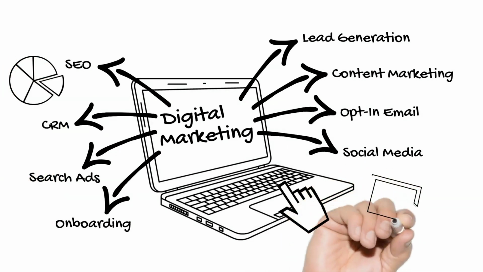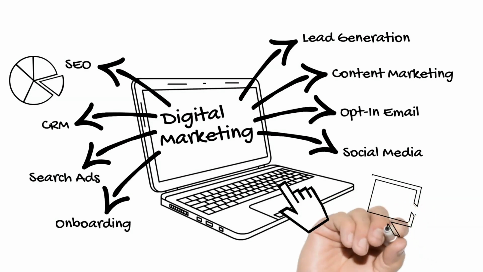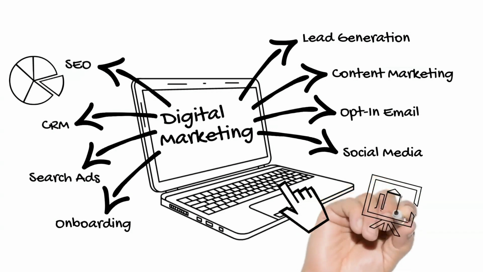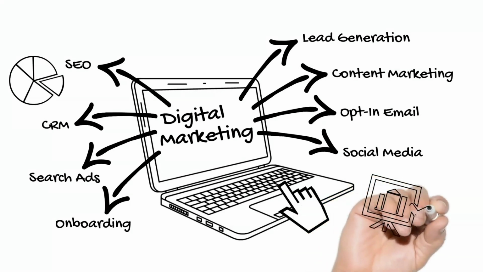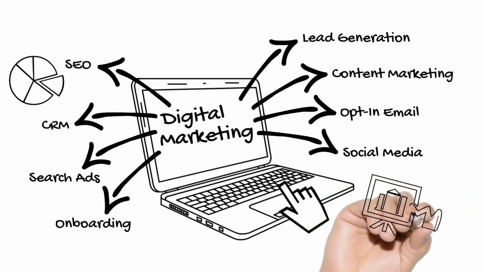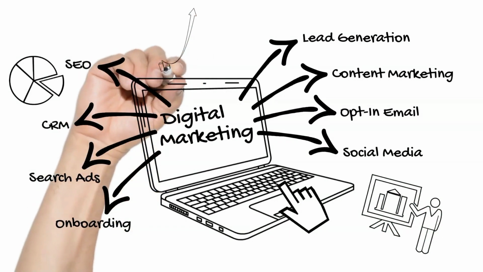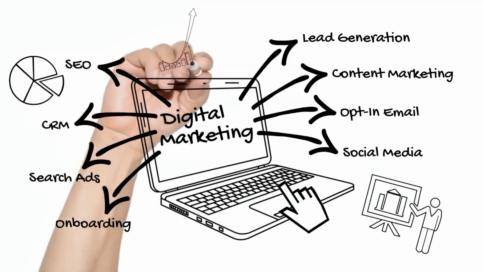Now let's look at the left side. SEO, or search engine optimization, is the process of improving a website's ranking on Google so more people can find it. CRM, or customer relationship management, is used to manage customer data and maintain strong relationships with them.